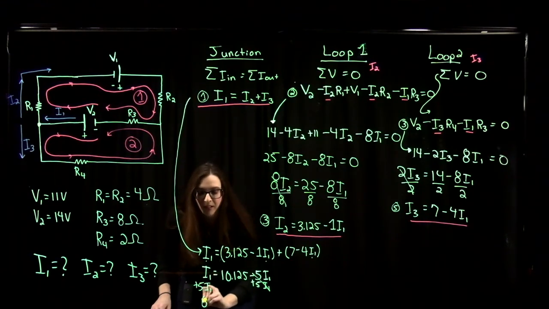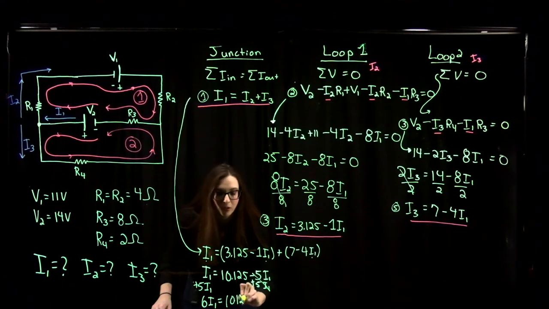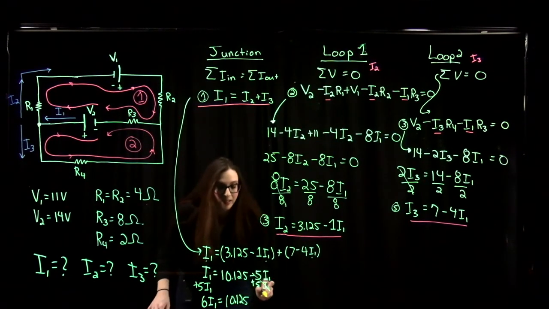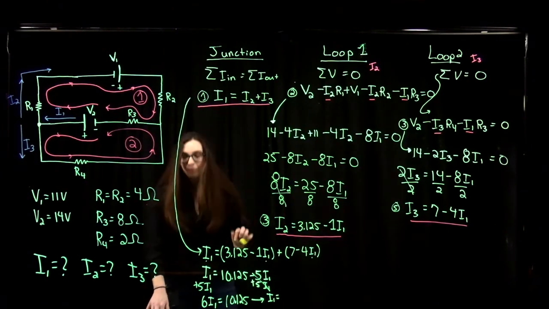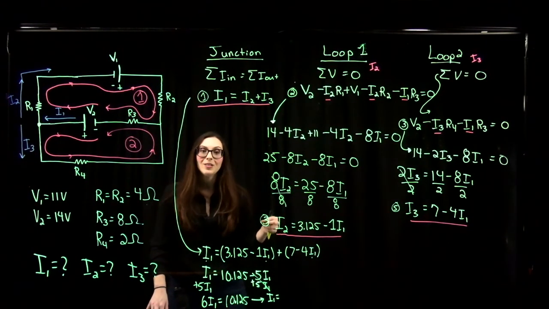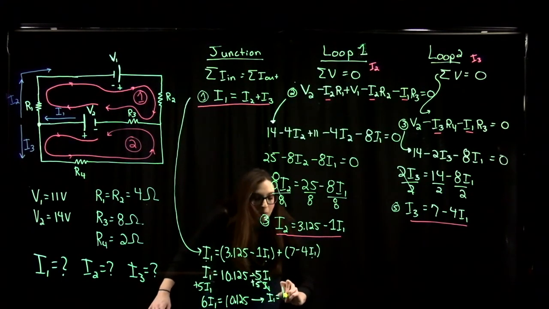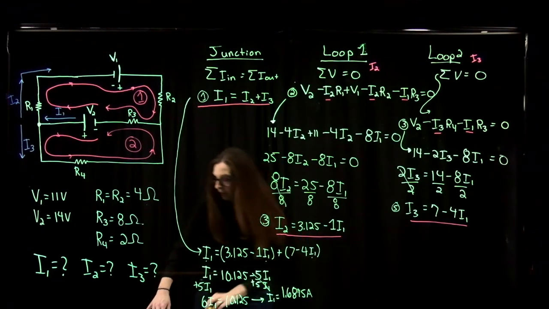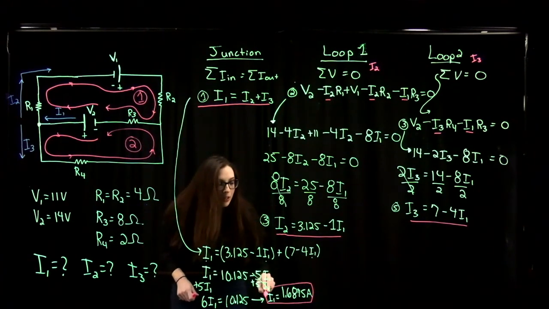So now I have 6 I1 is equal to 10.125. Now if I divide both sides by 6, I find that I1 is equal to 10.125 divided by 6. So I1 is equal to 1.6875 amperes. Okay, so now we got one of those currents.